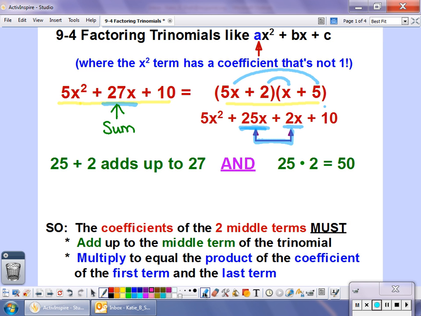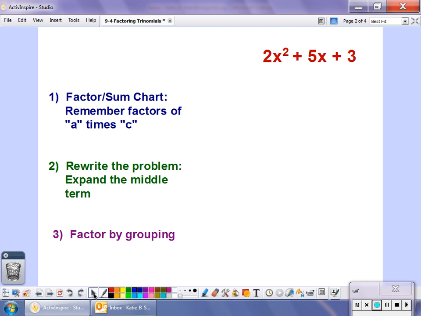Now the part that's a little bit different is where our factors come from. If you look at this 25 and this 2, 25 times 2 gives us 50. This 50 is important because that is the product of this last term and this first term in our distributive property. And if we look over here, the first term in our trinomial and the last term in our trinomial, if we multiply those together, we get 50. So we're looking for factors of the product of the first and the last term that add up to the middle term. So let's see how this looks when we're doing a problem.